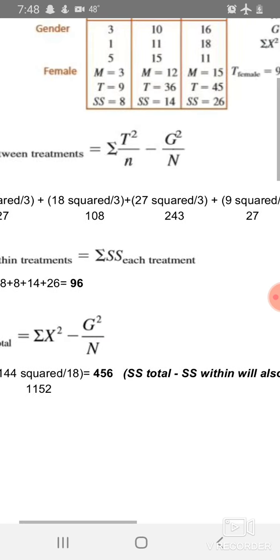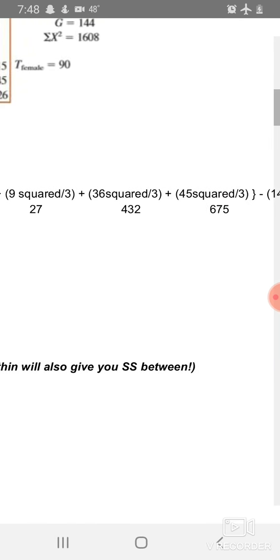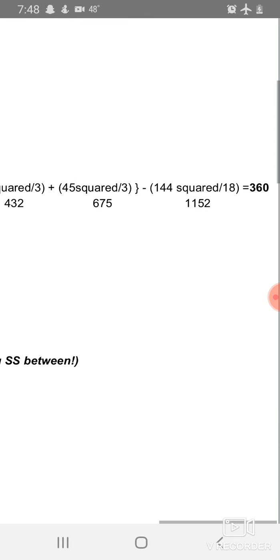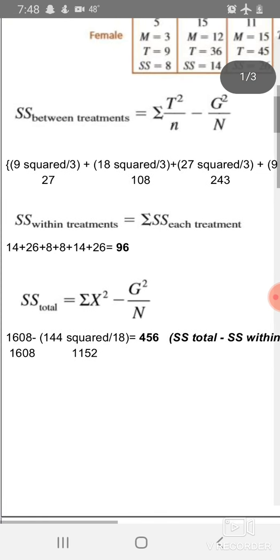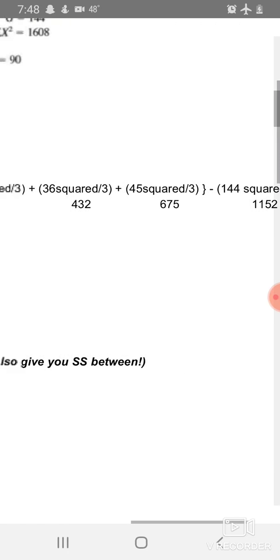You can also check your work by looking at SS total minus SS within, and if that gives you SS between, then you did your work correctly. And if you do 456 minus 96, you will get 360.